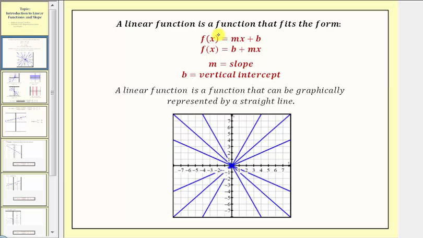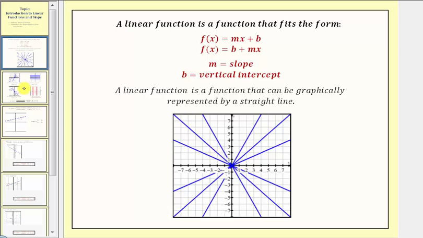A linear function is a function that fits the form f(x) = mx + b or f(x) = b + mx, where m is called the slope of the line and b is equal to the vertical intercept. We can also say a linear function is a function that can be graphically represented by a straight line on the rectangular coordinate plane. Notice how here we have the graph of several linear functions.